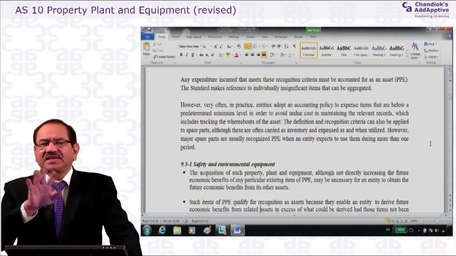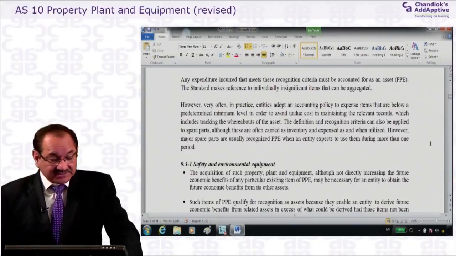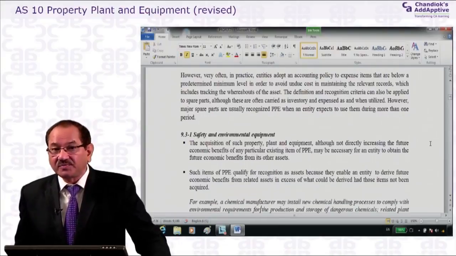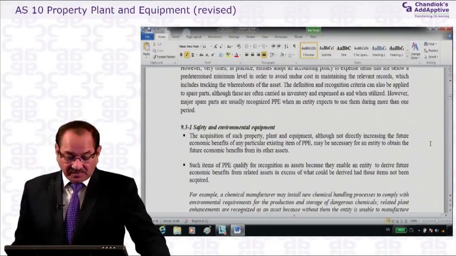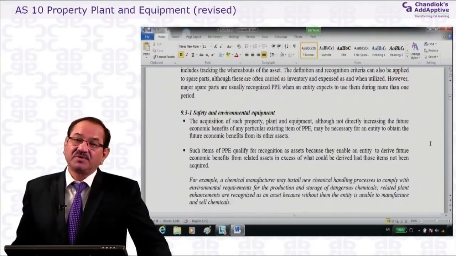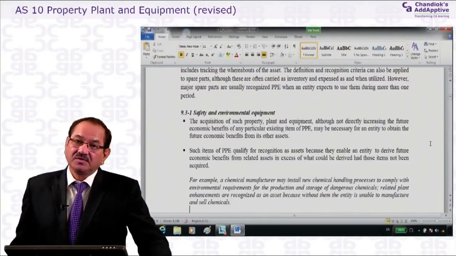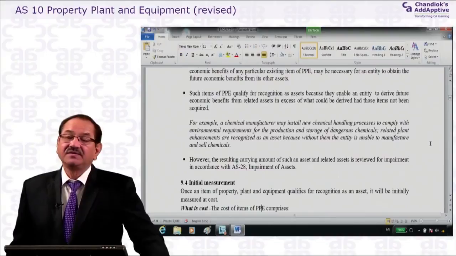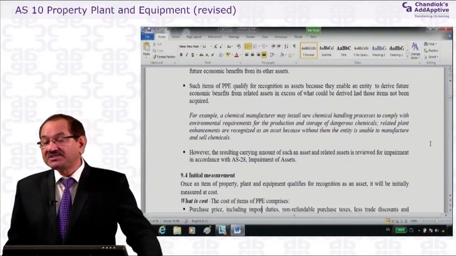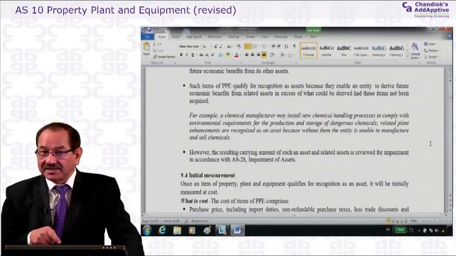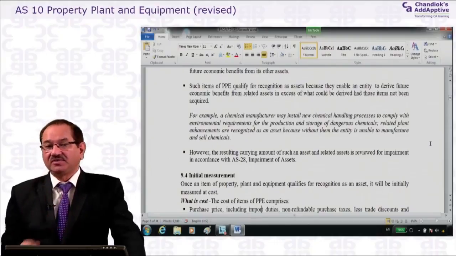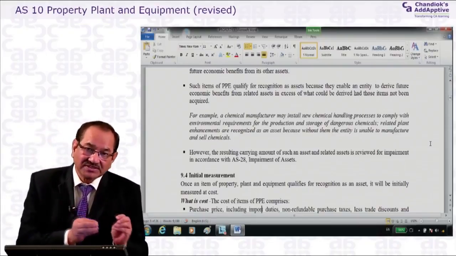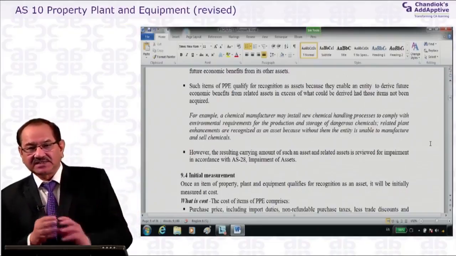The earlier standard was not clear about it, but this standard now specifically says that all safety and environment equipment will be part of the property, plant and equipment. And when we say that it will be a part of the property, plant and equipment, it means the accounting principles prescribed under Accounting Standard 10, property, plant and equipment, will apply to it. So that was the little bit of difference between the earlier standard and this standard.